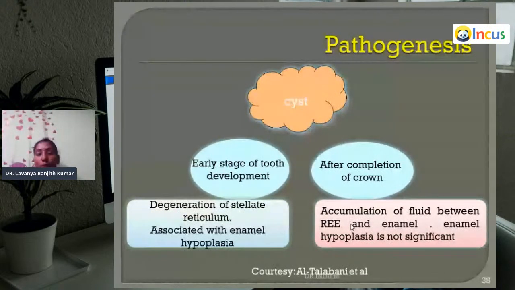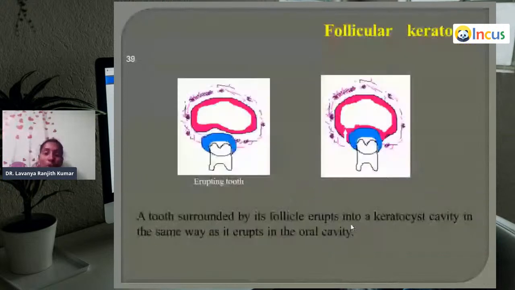So coming back again, based on its relation with tooth development, in case of early stages of tooth development there will be degeneration of the stellate reticulum. So it is associated with enamel hypoplasia, because the stellate reticulum is very important for enamel formation. And if the cyst development is after the completion of the crown, then it is related to accumulation of fluid between the reduced enamel epithelium and the enamel. So the enamel hypoplasia is not significant.